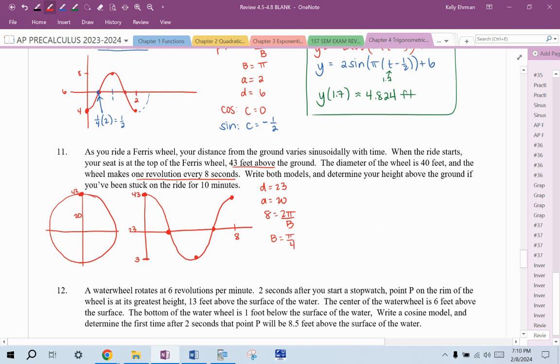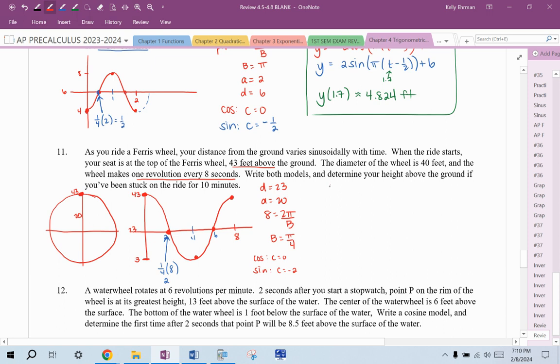And then the last thing to figure out is the phase shift. So this point here is 1/4 of the period. So that's at 2. That makes sense. That's 2, that's 4, that's 6, that's 8. You don't have to label all of them, but it kind of checks out. Okay, so for phase shift, if we have a cosine curve, c is 0. If we have a sine curve, then c is 2.